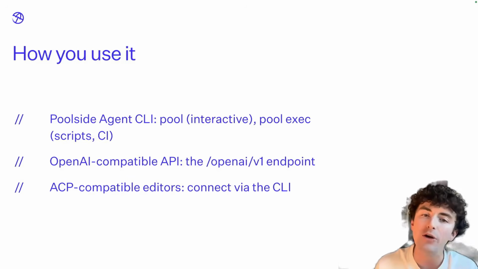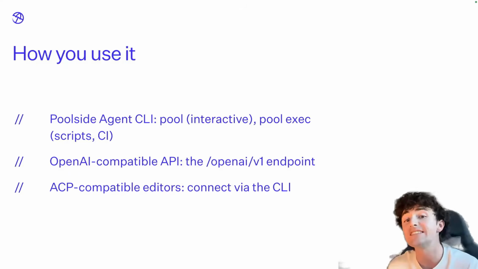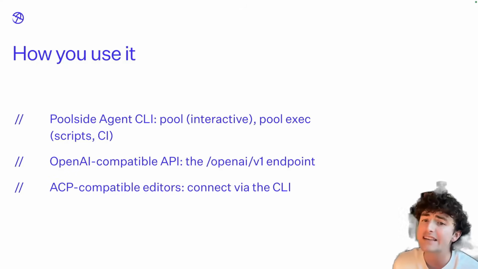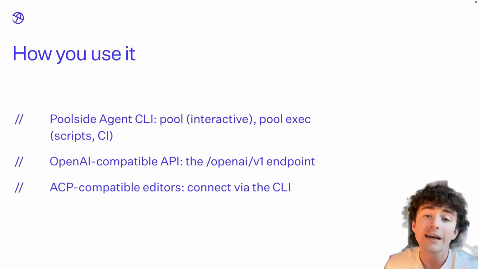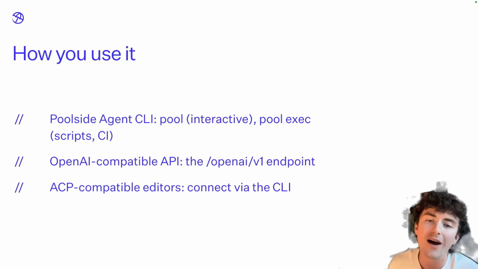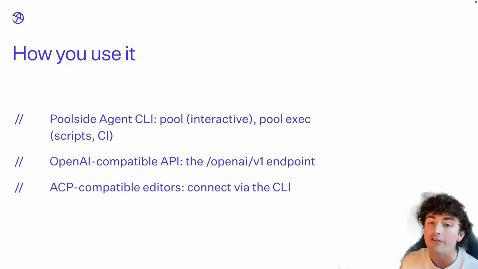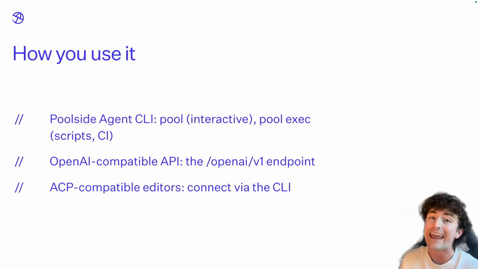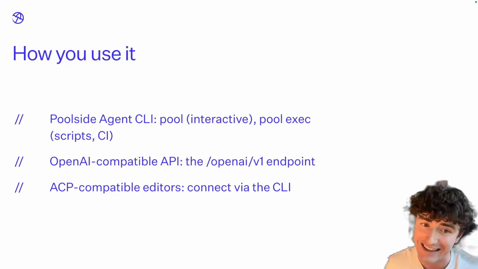Let's reiterate how you can use it. You've got 3 doors in. The Poolside Agent CLI, Pool for interactive sessions, and Pool Exec for one-shot tasks in scripts and CI. The OpenAI compatible API, for example, the OpenAI-V1 endpoint that we have when you're calling models from your own tools and services, and ACP compatible editors, which connect via the CLI.